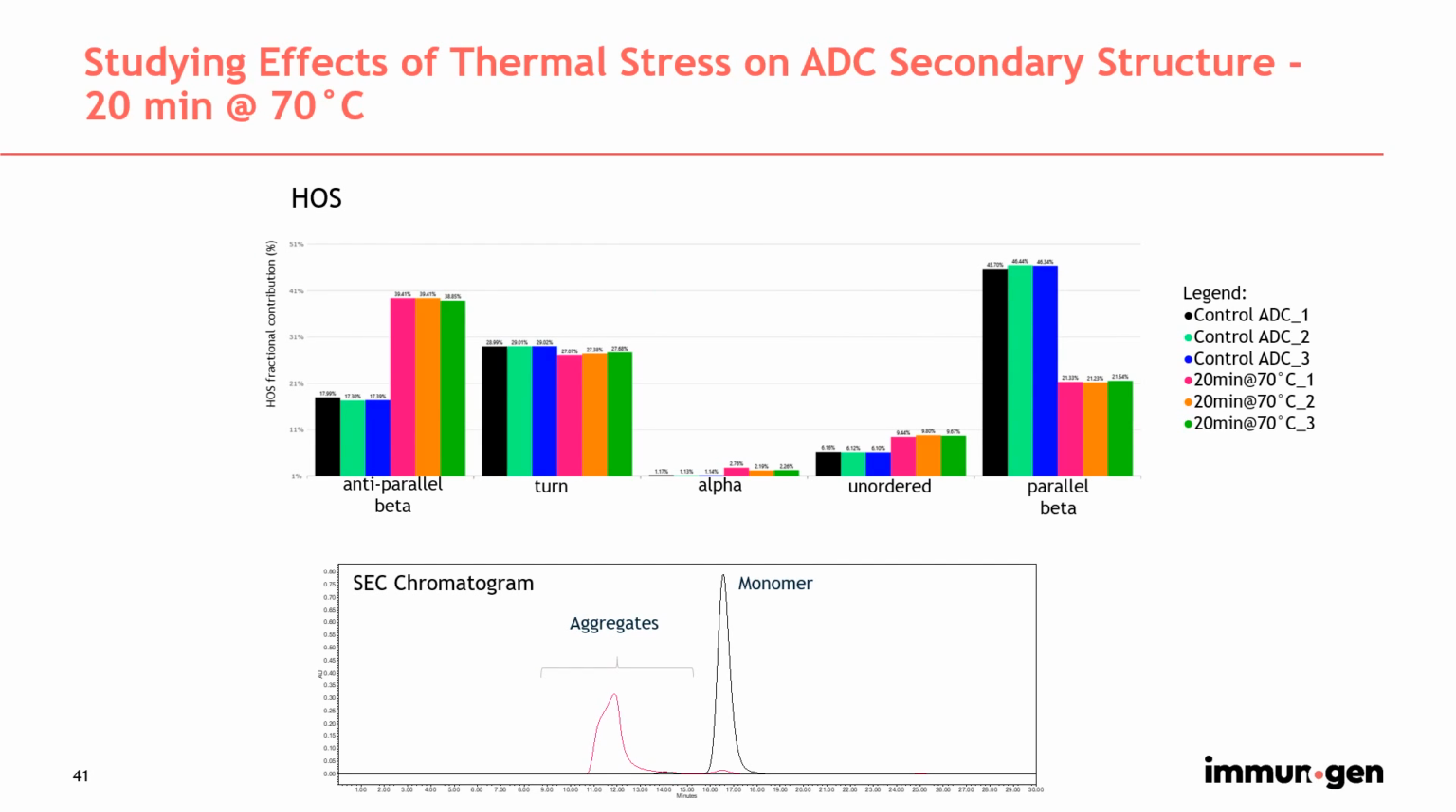Looking at the fractional contributions of the different components between the control and the stress sample, we can see that the anti-parallel beta sheet increases significantly in the stress sample, with a corresponding drop in the parallel beta sheet. This is a characteristic observation that can be associated with aggregate formation in a sample. Also, we see that the unordered structure is slightly increased in the stress sample. We were able to confirm this aggregation using SEC, which showed us that greater than 80 to 90% of the sample was actually aggregated at 70 degrees when stressed for 20 minutes.